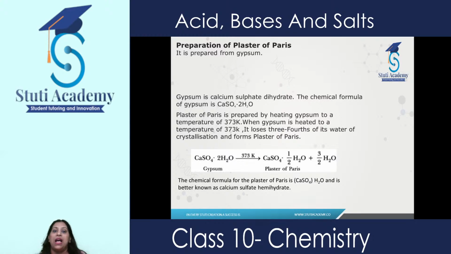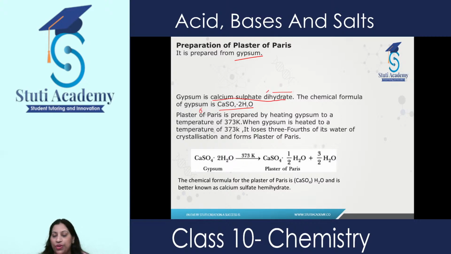Now next is plaster of Paris, or POP. This plaster of Paris is prepared from gypsum. Now, the chemical name of gypsum is calcium sulfate dihydrate. Again, hydrate means it contains two molecules of water. Di means two, hydrate means water. So when calcium sulfate combines with two molecules of water, it becomes calcium sulfate dihydrate, which is gypsum.